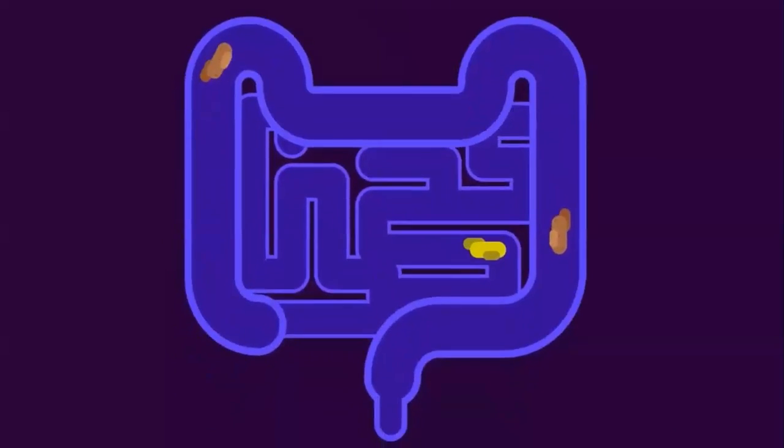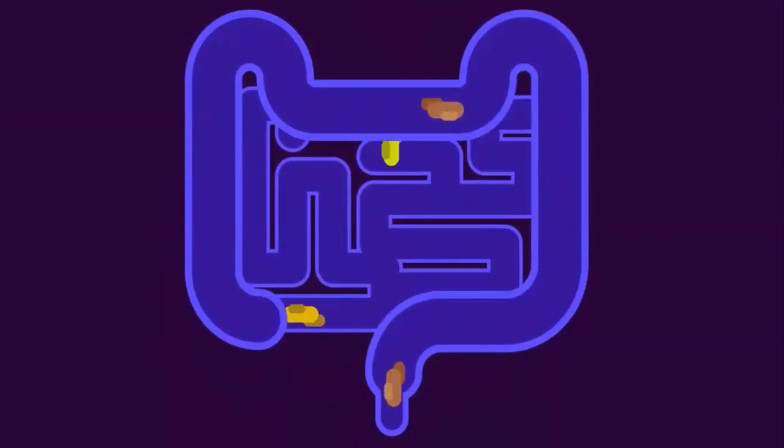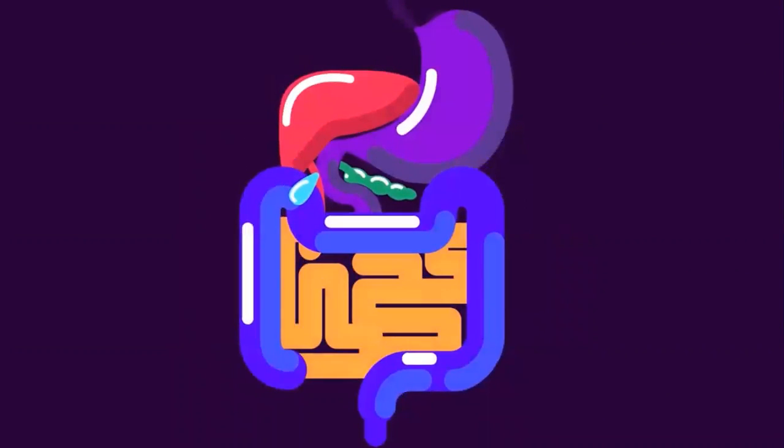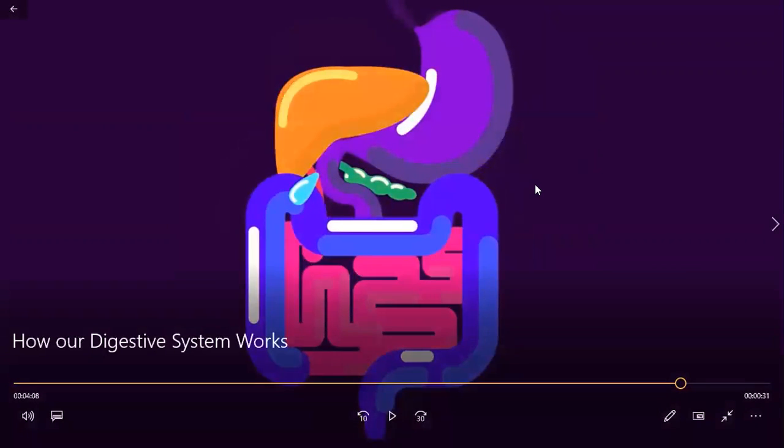The small intestine works on a small amount of food at a time. We'll continue to explain the small intestine, pancreas, liver.